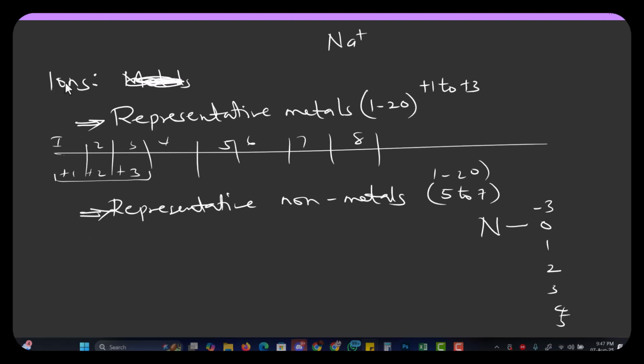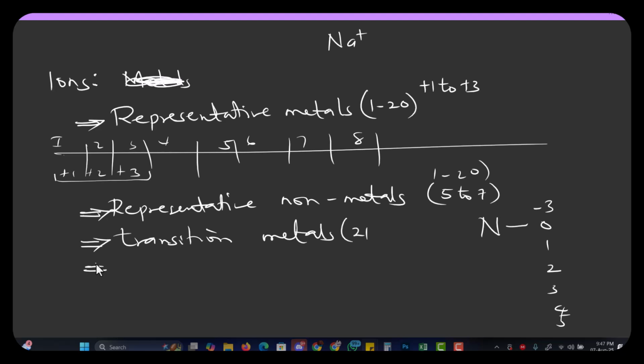Then another group of ions are the transition metals. Ions from the transition metals. Most of the ions from these transition metals exist in more than one oxidation state. Please, these transition metals, you're going to find them from atomic number 21 upward, between group 2 and group 3. That's when you get the transition metals.